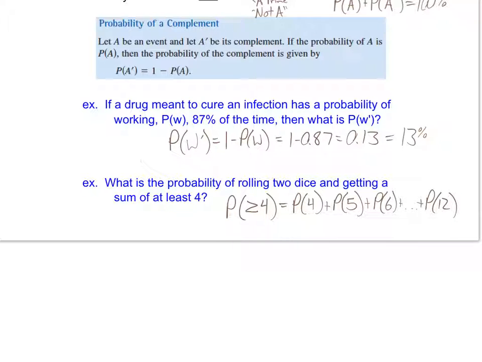Instead, I could do it as 1 minus the probability of getting less than 4. Okay? You might say, well, I'm still going to have to find out multiple things. You're right, except this time it's 1 minus, now it's just the probability of getting a 3 and the probability of getting a 2, because you can't roll a 1, right? So notice here, I'm cutting down on how much work I have to do.